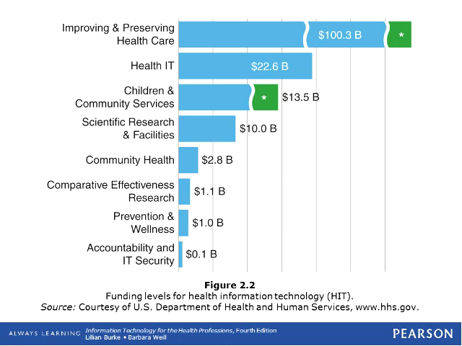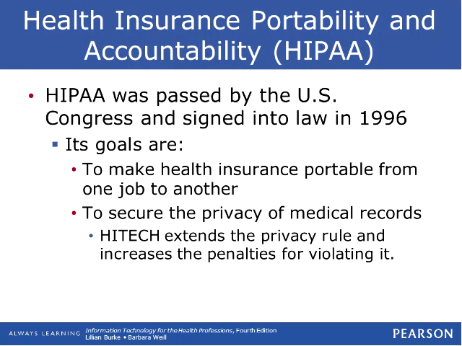That's about $13.5 billion. And sadly, our scientific research and facilities is only about $10 billion. Community health, only about $2.8 billion. Comparative effectiveness research, about $1.1 billion. Prevention and wellness, which should be more, is about $1 billion. And accountability and IT security is about $0.1 billion. Make that $1 million. So these are the funding levels for the different levels of that HIT.